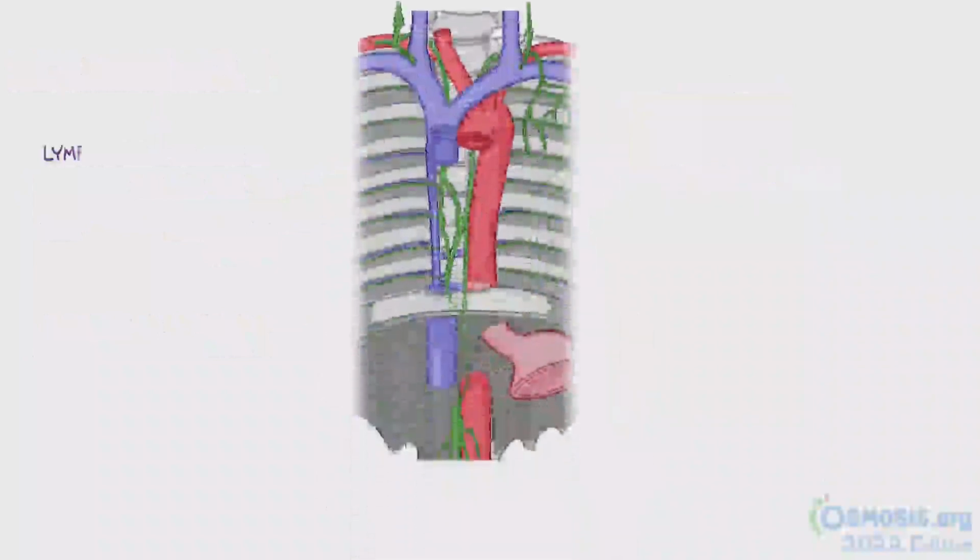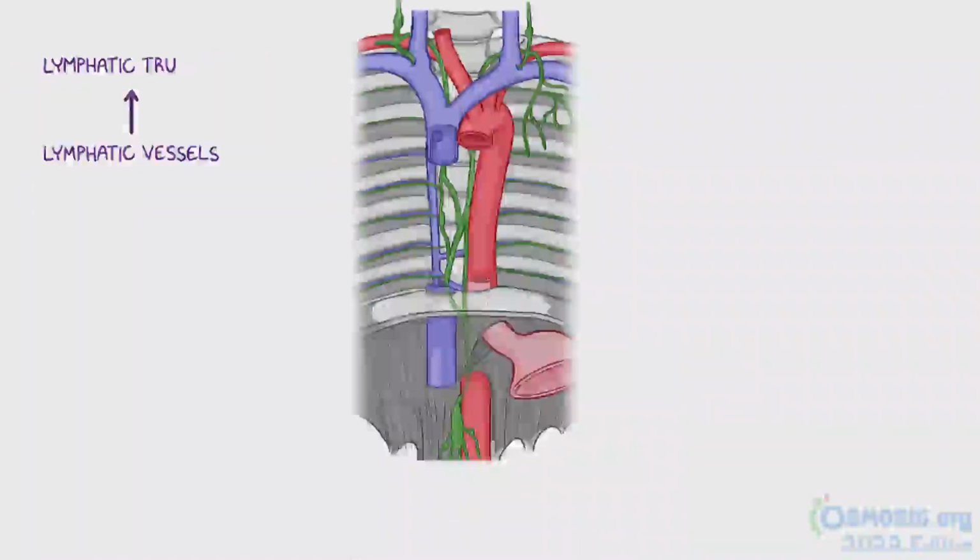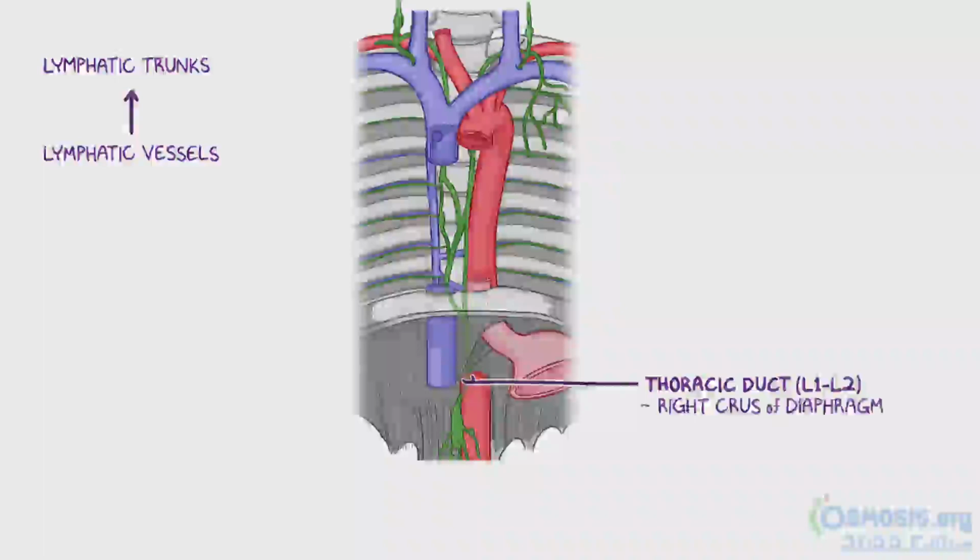The efferent lymphatic vessels from these lymph nodes give rise to lymphatic trunks, which eventually join to form the inferior end of the thoracic duct, which is situated anterior to the bodies of the L1 and L2 vertebrae, specifically between the right crus of the diaphragm and the aorta.